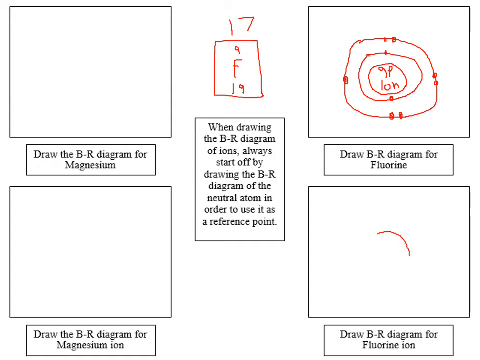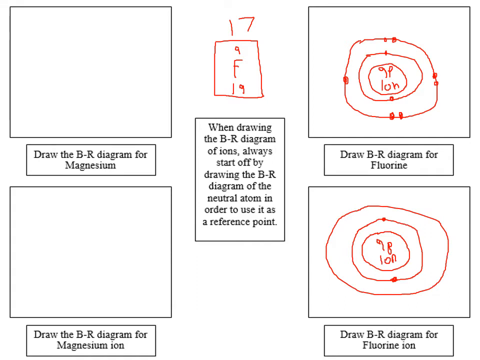So this is the fluorine ion we're drawing right now. 9 protons still, 10 neutrons, and then we have 2 electrons in our first shell, and now we're going to draw our last shell with the extra added electron as an X.